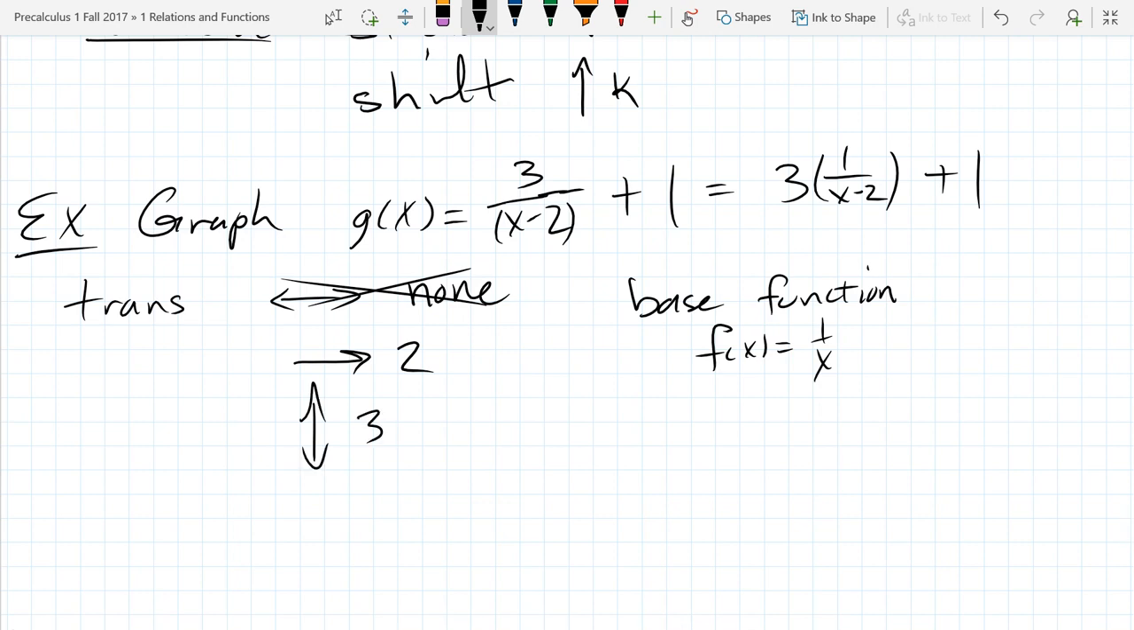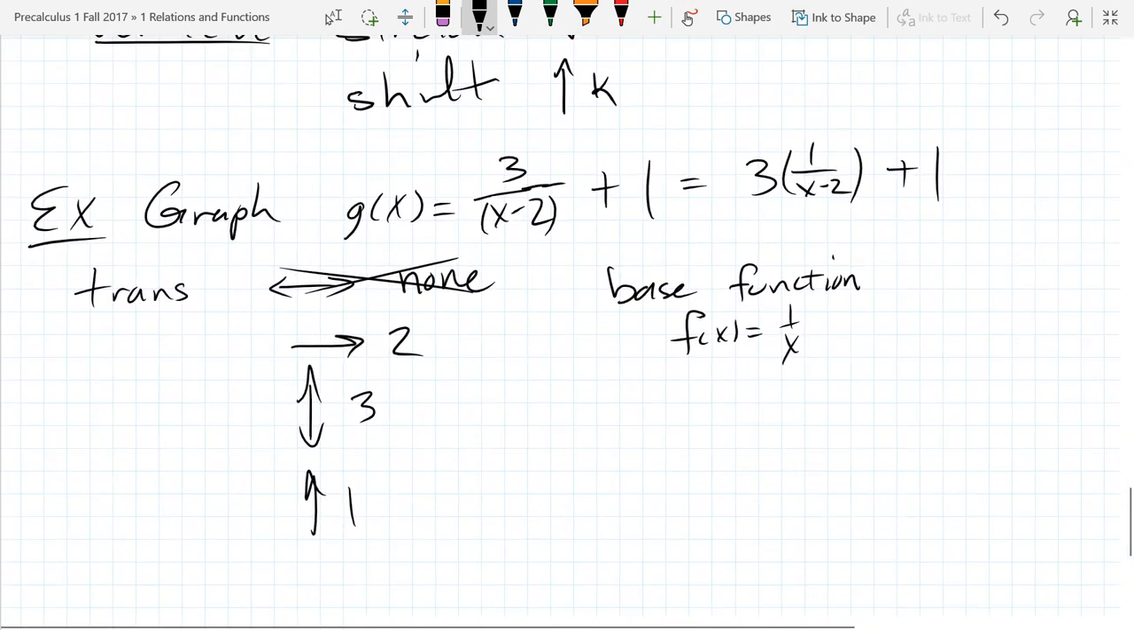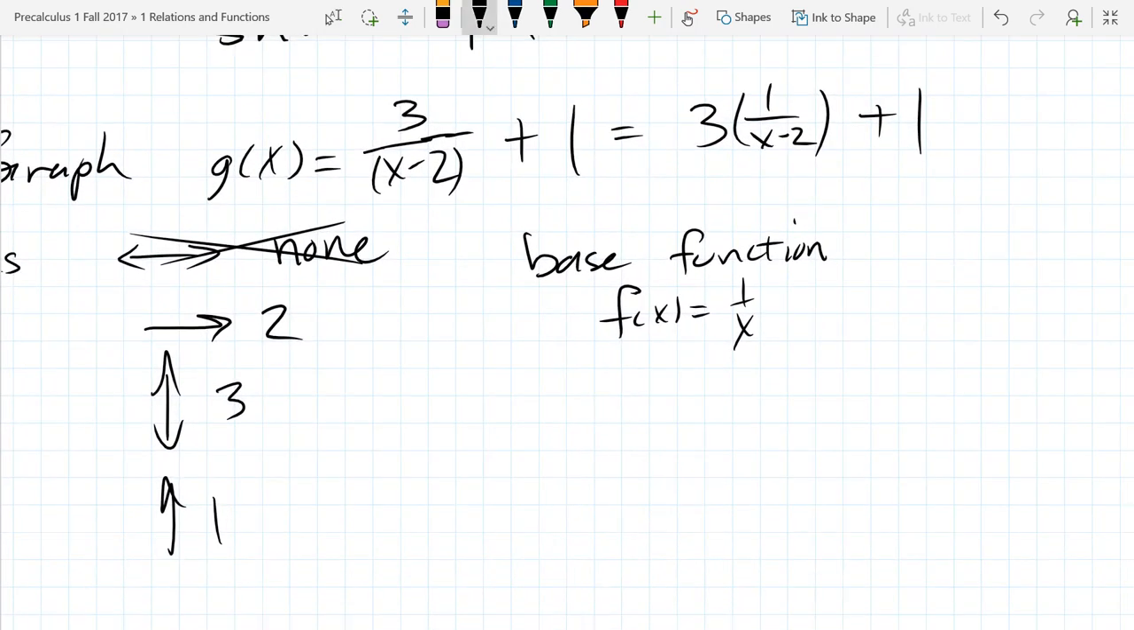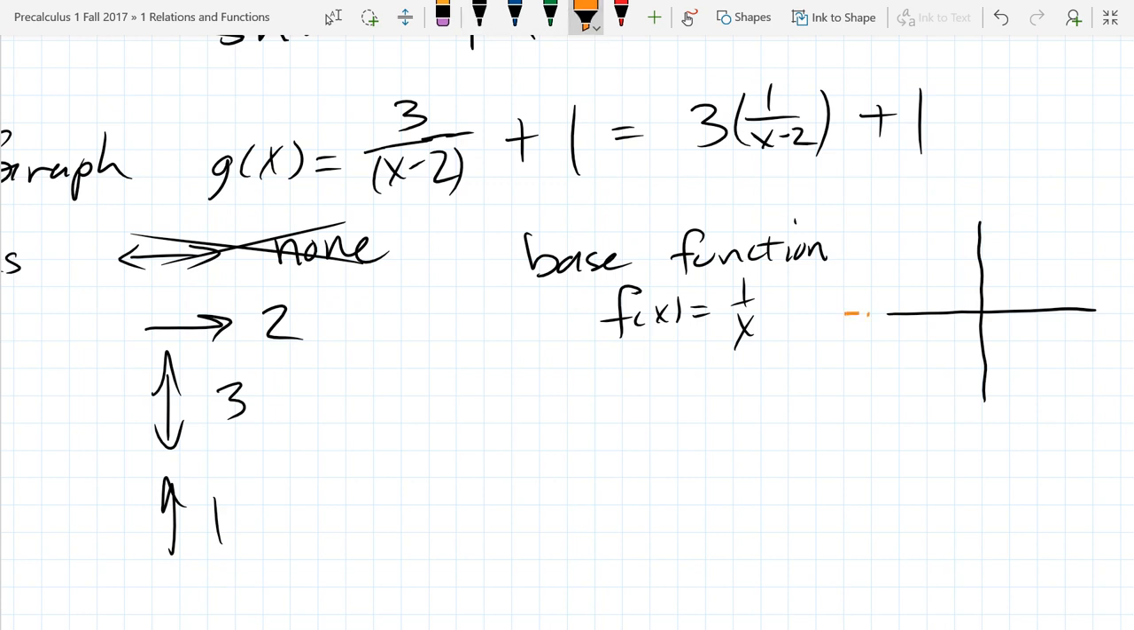And last up, what is our vertical shift? Up 1. Up 1. That's that little plus 1 at the end. That's probably the easiest one of all of them to see. So there's the transformations we're going to perform. Let's graph the base function. This had a horizontal and vertical asymptote.